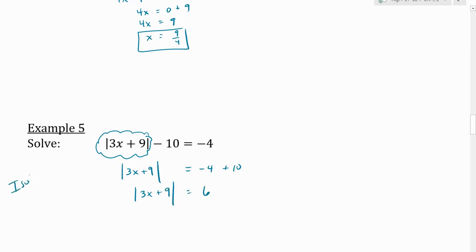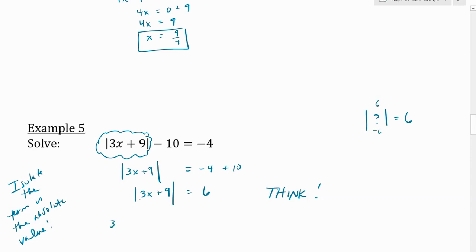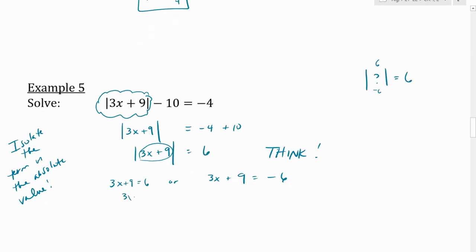So what we're doing is isolate the term with the absolute value. Okay, then think. Is it possible? Can an absolute value be 6? Yep. How? If that's either 6 or negative 6. So we're going to say whatever that argument is is either 6 or it's negative 6. And then we're just going to solve for x.